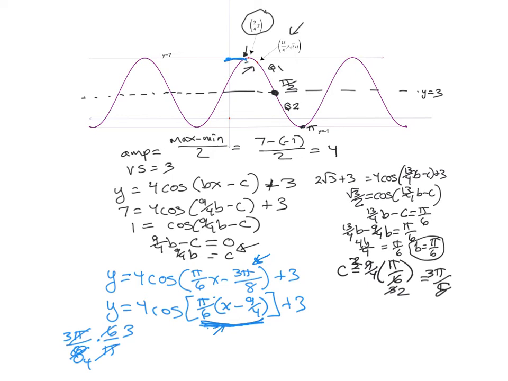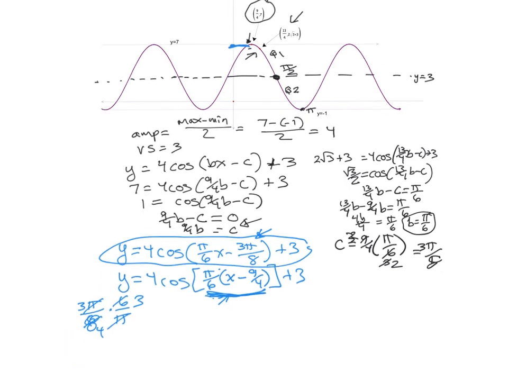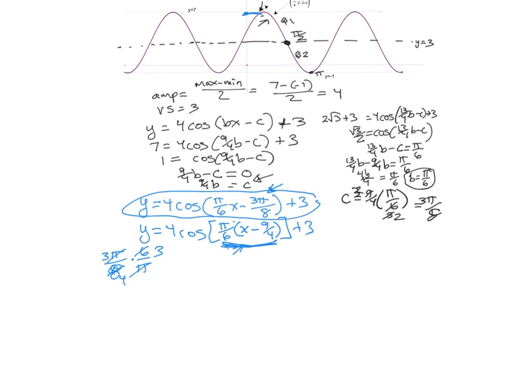Okay, last bit. I have one trig function. How then can I write it in terms of sine? Well, let's use the fact that sine and cosine have this cofunction relationship. So I can just say y equals 4 sine, and because I'm in radians, pi over 2 minus this angle here, plus 3. All right, let's simplify things up here.